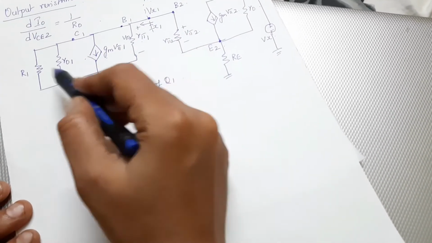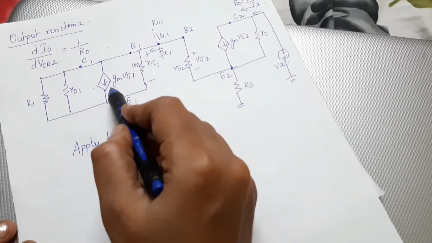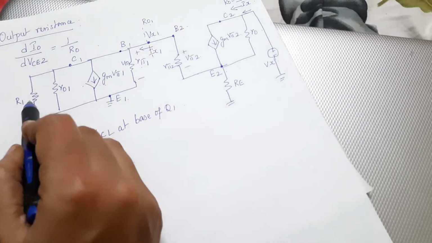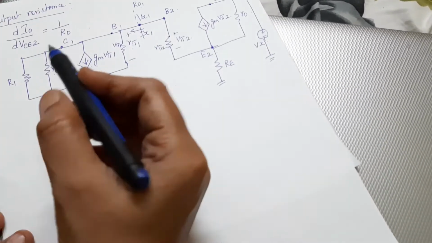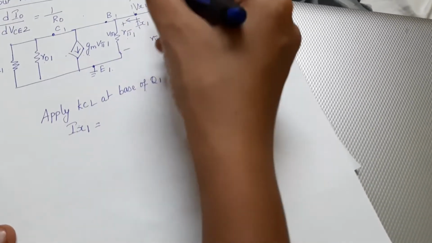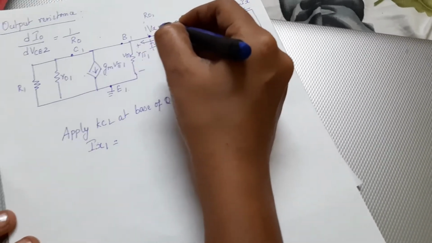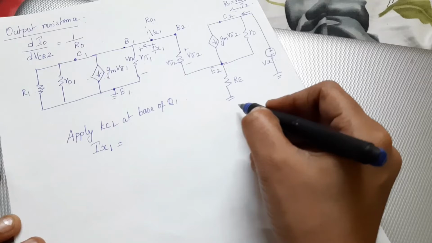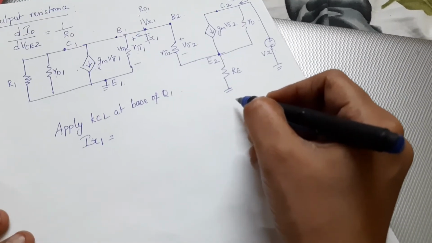What all the parameters will come? Rπ1 will come, this current source gmVπ1 will come, and across these two resistors, what is the current flowing? So I am trying to write an equation for Ix1, and I am considering the voltage at this point as Vx1. So my full equation will be in terms of Vx1, not Vπ1.